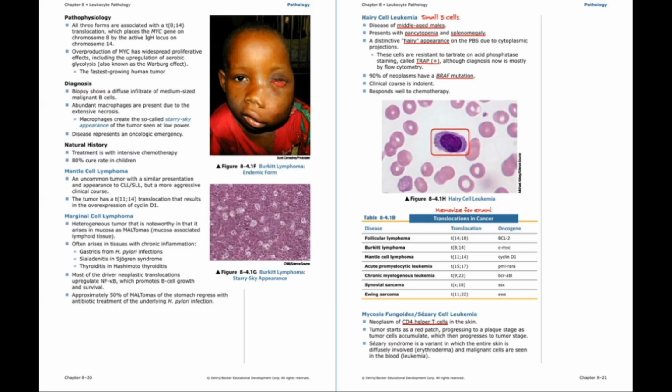Sézary syndrome is a late manifestation of the disease in which the entire skin is diffusely involved, giving an erythroderma, and malignant cells are seen in the blood, giving a leukemia. It's a disease that progresses over many years, but there really are not a lot of effective treatments for it yet.